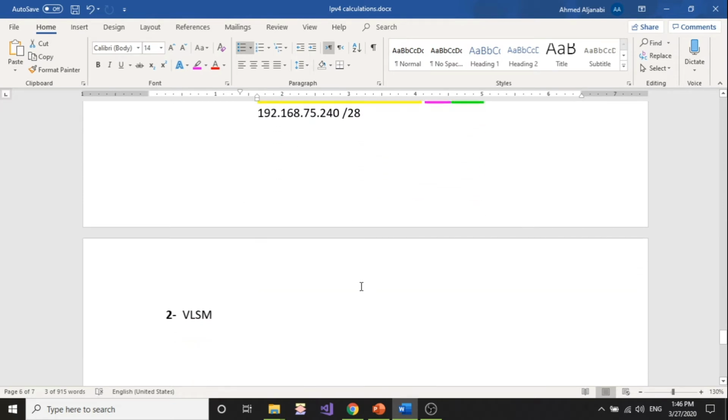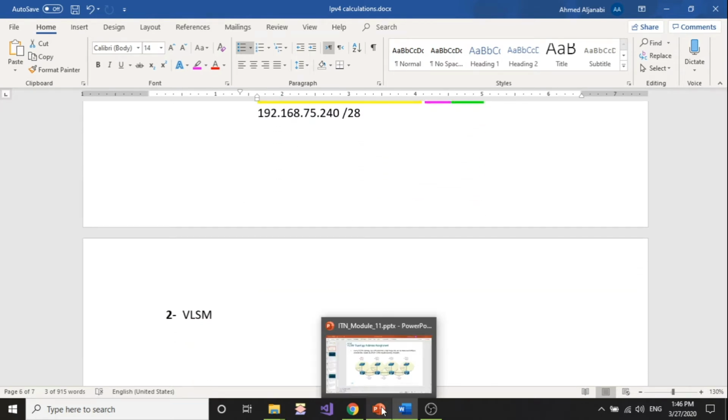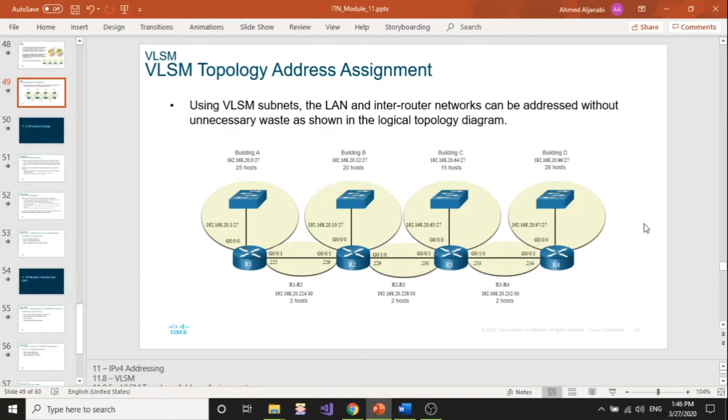Now we're going to talk about the VLSM. Let me go back and show you a scenario here in this PowerPoint. Each one of those switches you see at the top here represents a network. So I have 1 network, 2, 3, 4 networks. Now each connection between 2 routers is a network by itself. So I have 1, 2, 3, 4, and here I have 1, 2, 3. So the total number of networks here is 7.